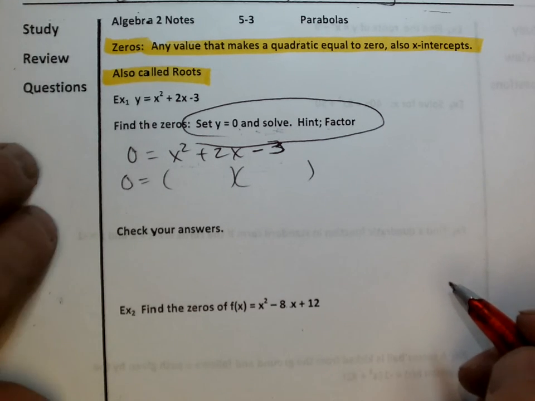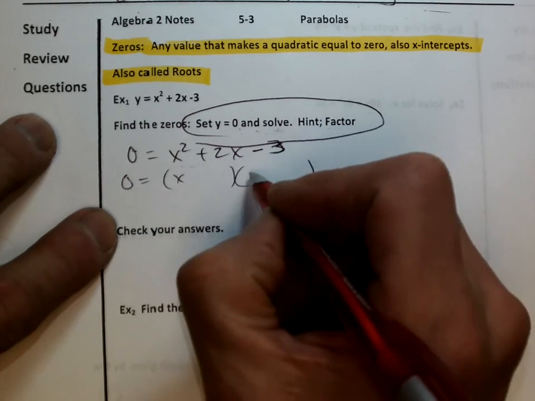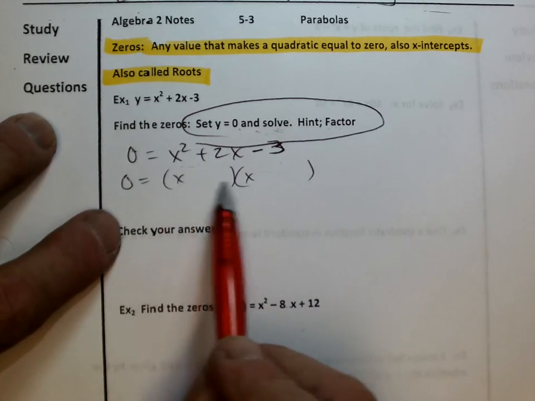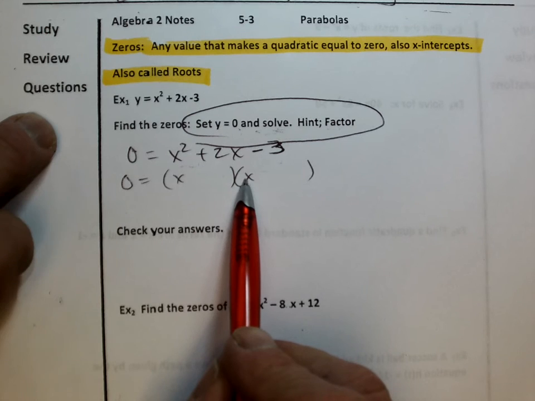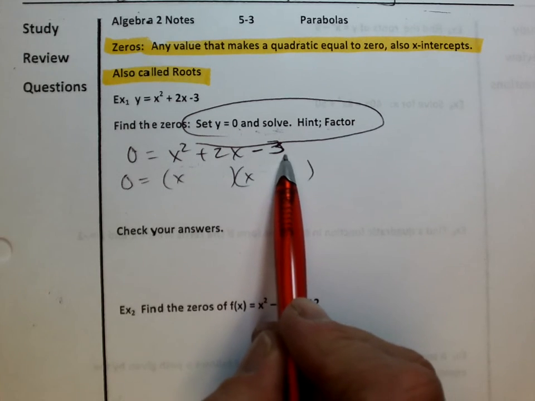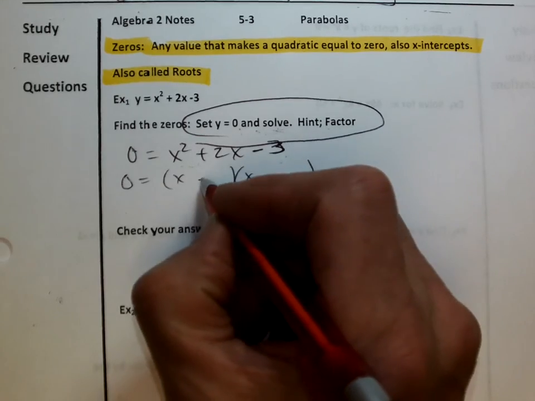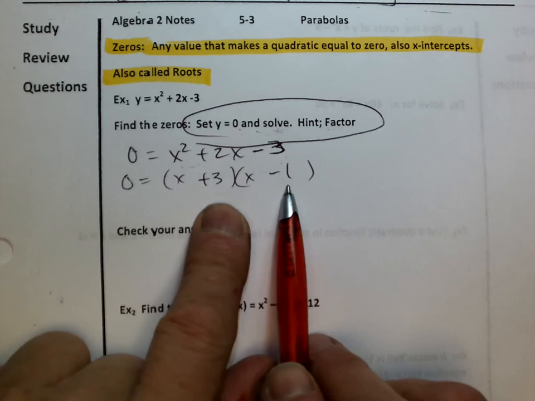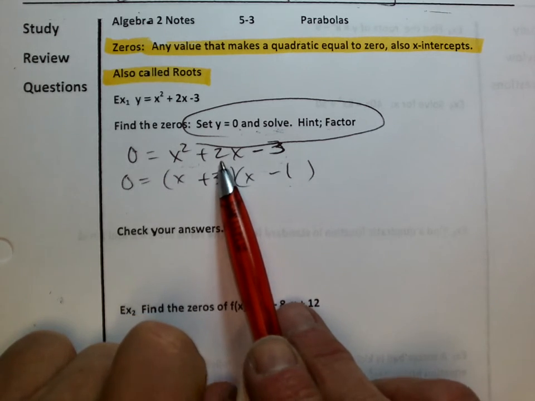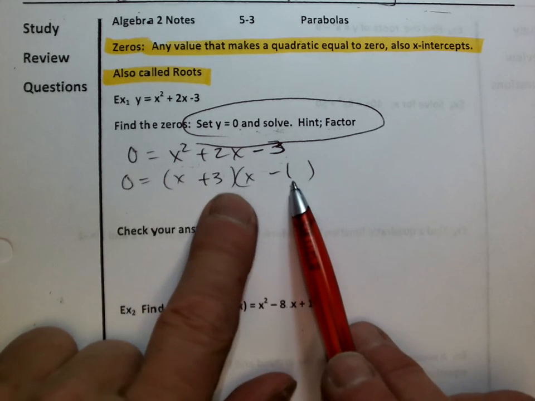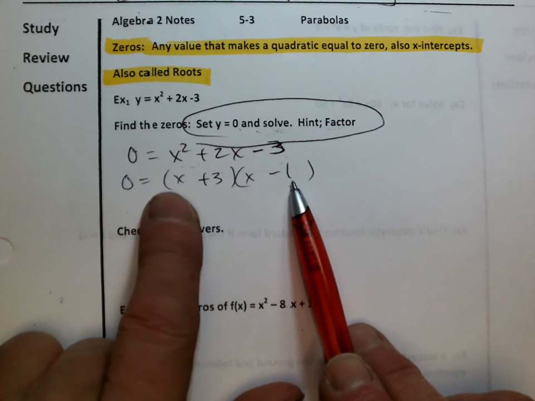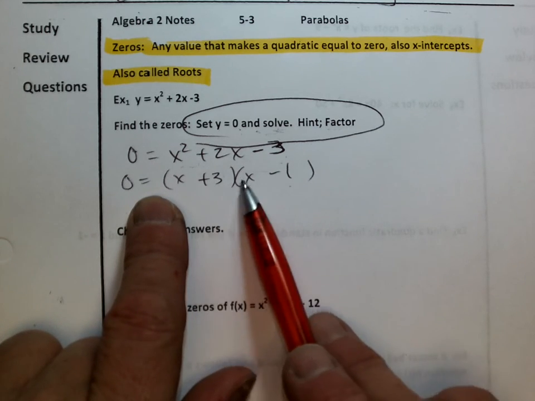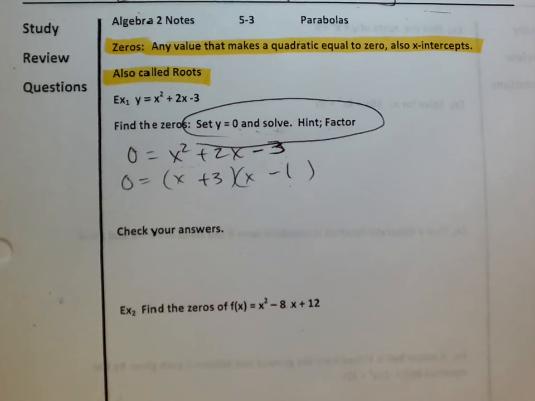And we know how to factor this. We've been practicing. We know x and x, right? Because the x and x makes the x squared, right? Multiples of 3, like 3 and 1, right? 3 and 1, multiples of 3, 3 and 1. But let's make it a positive 3 and a negative 1 so that they will combine to make the positive 2, right? So x and x makes x squared, negative 3, and I get my negative 1x, positive 3x, which makes positive 2.